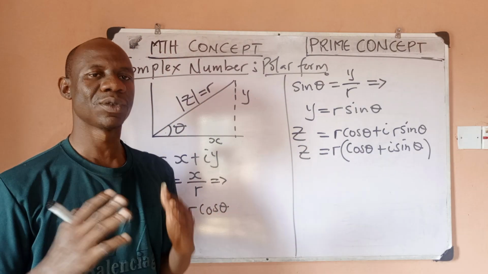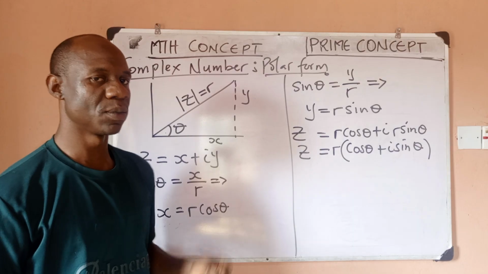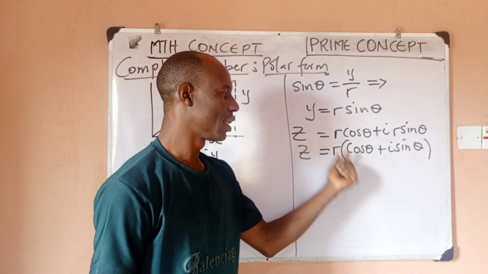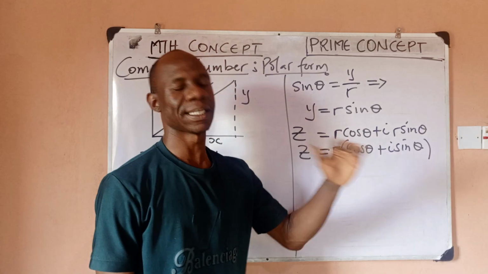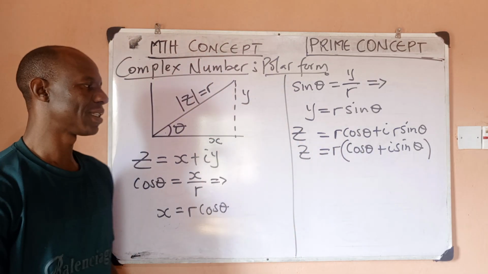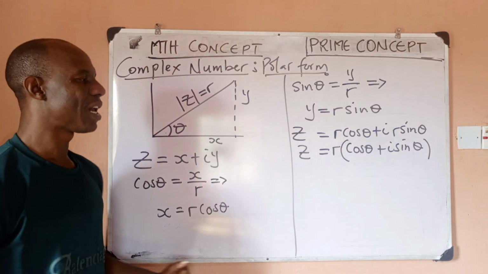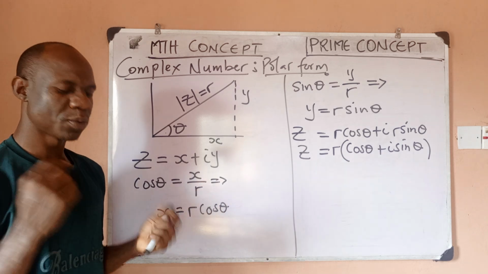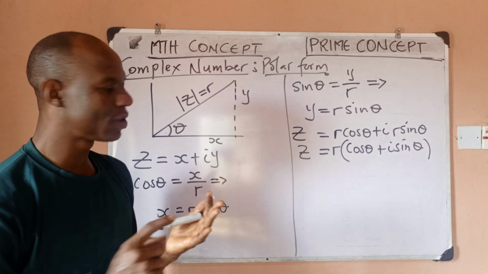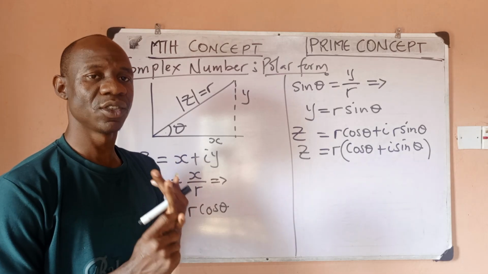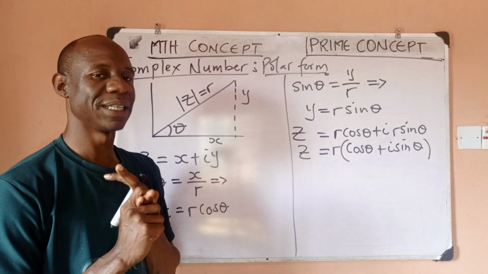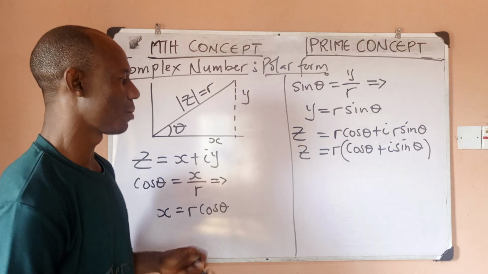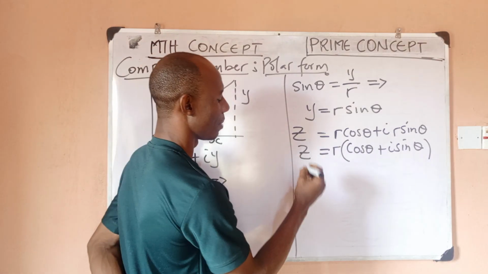So if you're asked to write a complex number in polar form, what you simply do is to use z equals r into cos theta plus i sine theta. So that is how you can write a complex number in polar form. But of course, this is not the only polar form we have, because polar form is a form that uses the magnitude r and the argument theta. That is what we refer to as polar form of complex number. So it means there is another polar form.